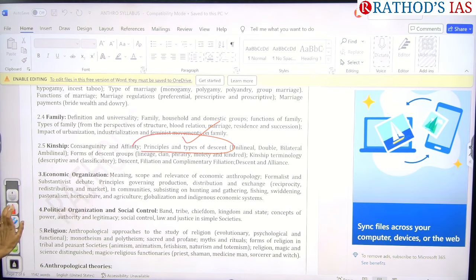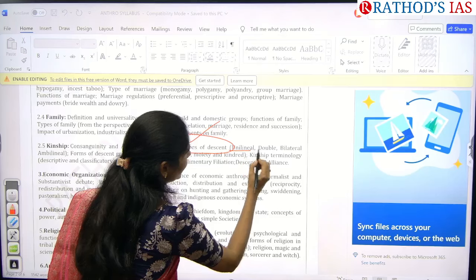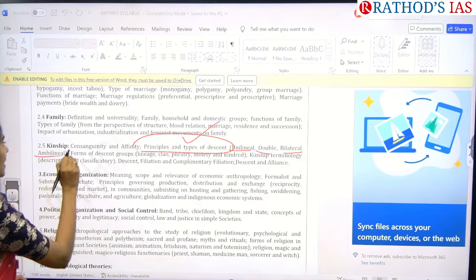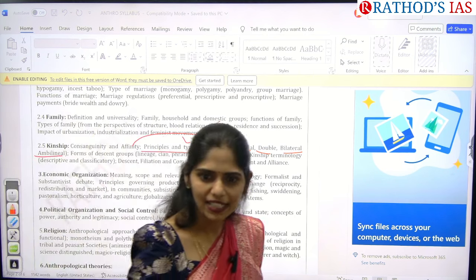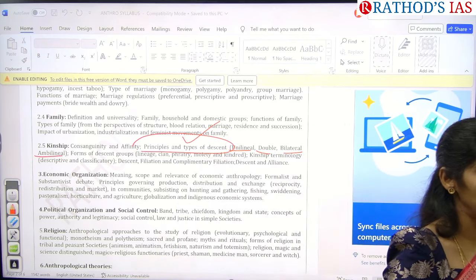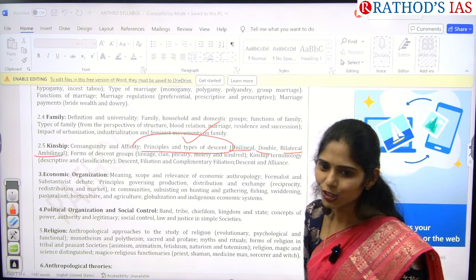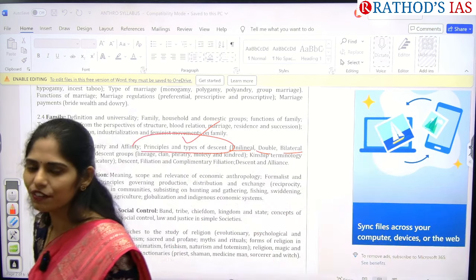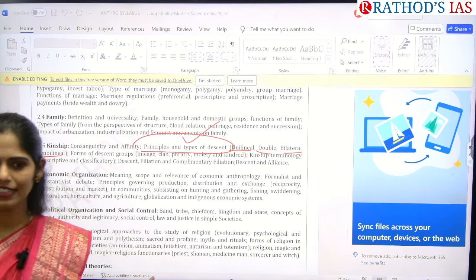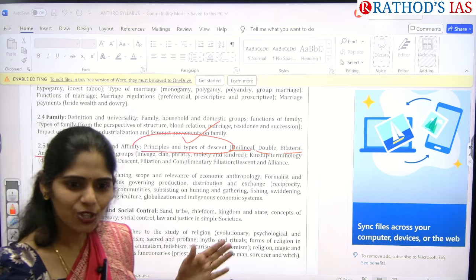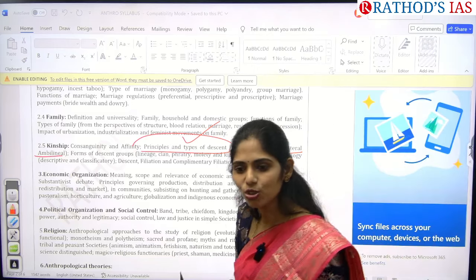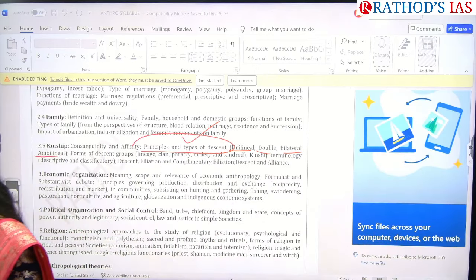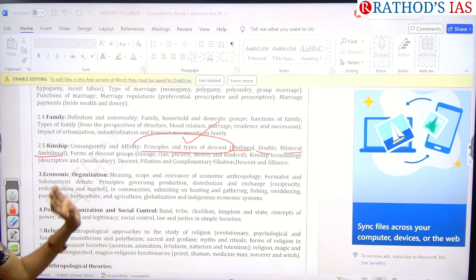So here we have different types of descent: unilineal descent, double descent, bilateral descent, and ambilineal descent. In unilineal descent, you get descent either from your mother or father. If you get your descent from father, that is called patrilineal descent. If you get descent from your mother, matrilineal descent. Double descent means you get your descent from both. It is your choice to decide which parent side, father side or mother side. And we have other things like ambilineal and bilateral.